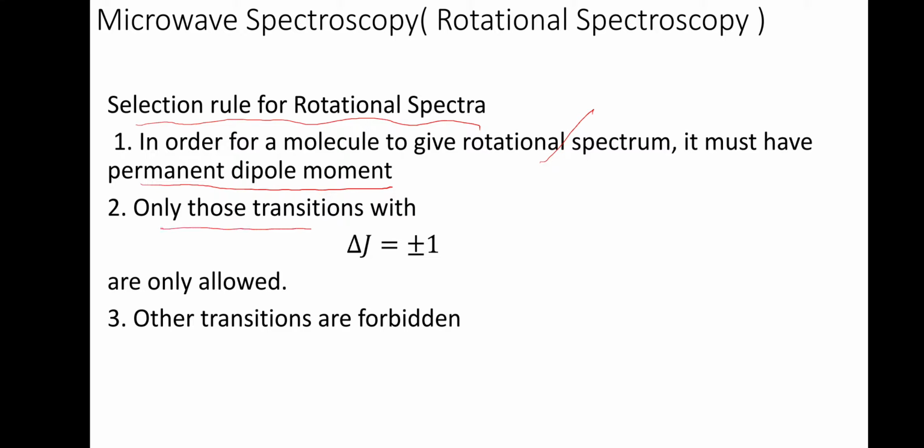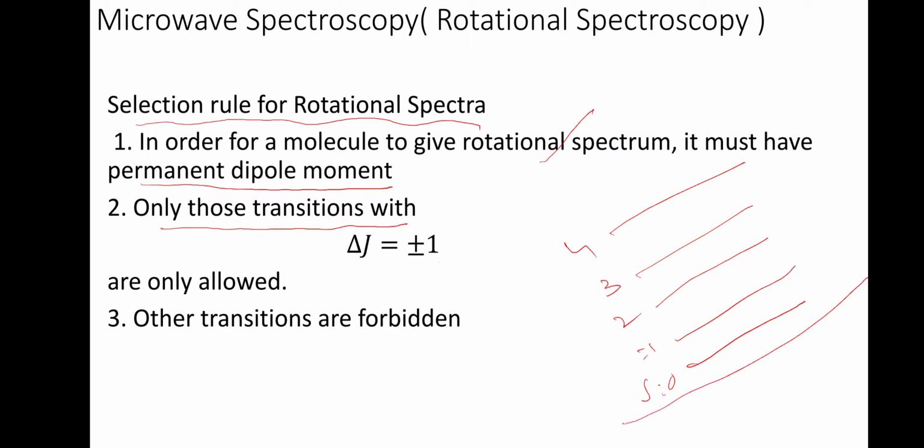Only those transitions which involve delta J equal to plus or minus 1 are allowed. We have here J equal to 0, J equal to 1, J equal to 2, J equal to 3, J equal to 4. This all will be within V equal to 0, within this limit, and then V equal to 1. So the first condition is that the molecule must have a dipole moment.